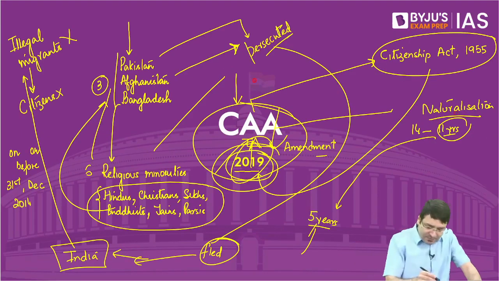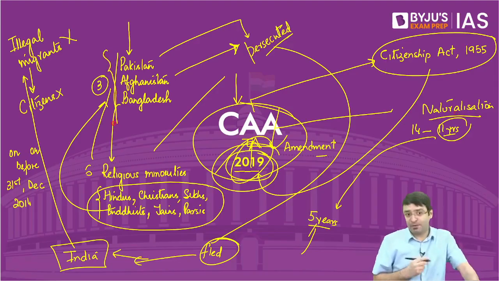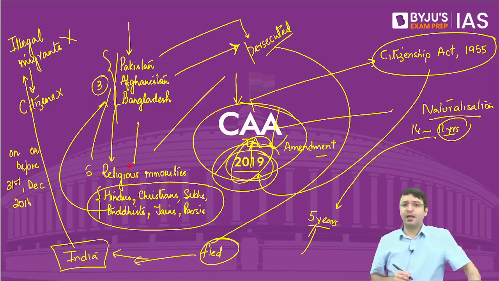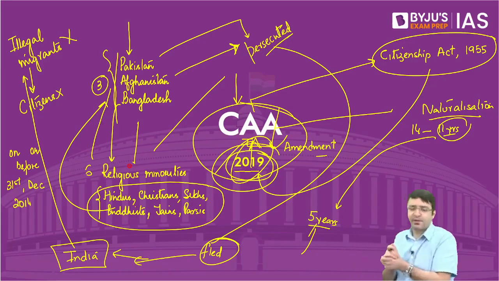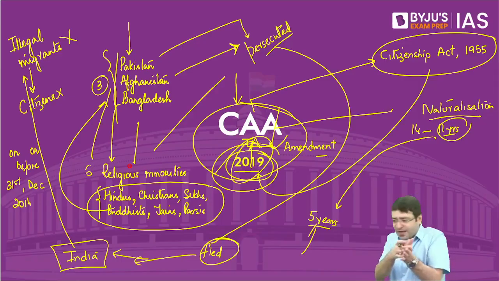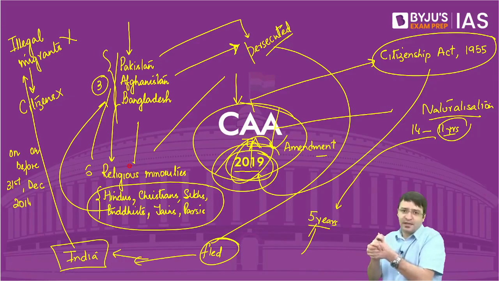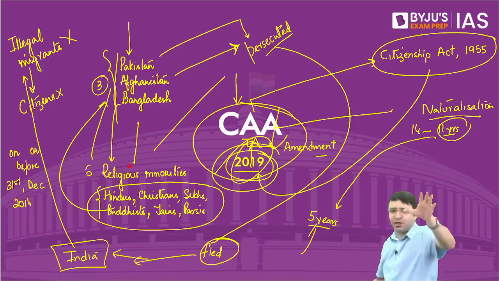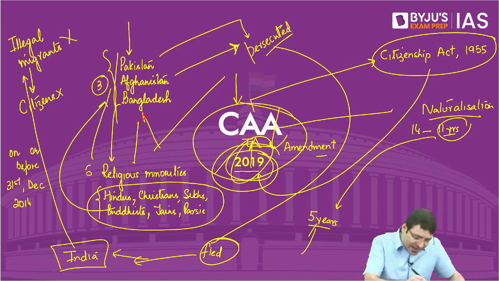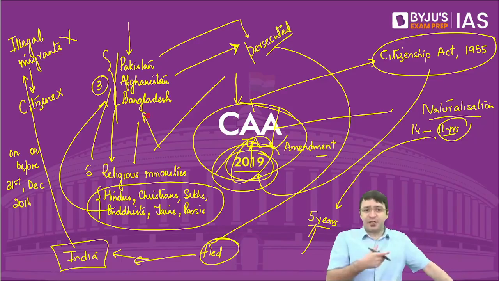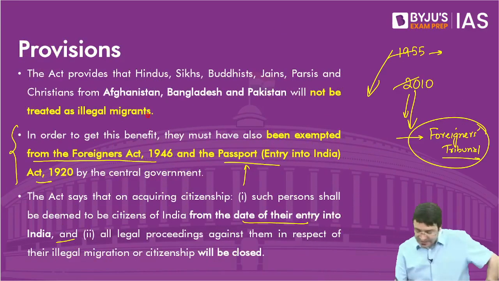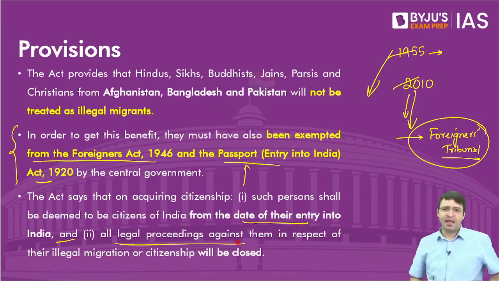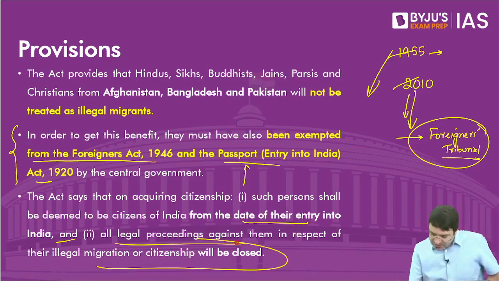Maybe some of these individuals from Pakistan, Afghanistan, Bangladesh, belonging to the 6 religious minorities, already have a case pending before the foreigners' tribunals, where they have to prove that they are citizens of India, that they are not illegal migrants. These tribunals will hear the matter, and if they decide that yes, you are an illegal migrant, you will be deported back to Pakistan, Afghanistan, Bangladesh. But there, their life is in danger, because they fled these countries seeing danger. They were being persecuted because of their religion. The Citizenship Amendment Act said if there is any proceeding against them in any court in this country, all these cases will be closed.